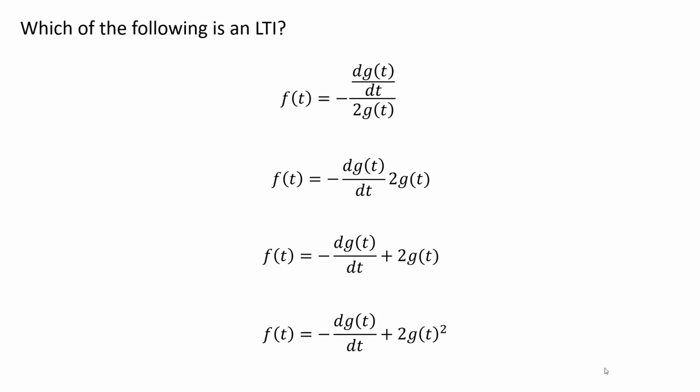So this one's nonlinear because it's a ratio of two state variables. This one's nonlinear because it's the product of two state variables. This one is also nonlinear because it has a state variable squared. Right, make sense?